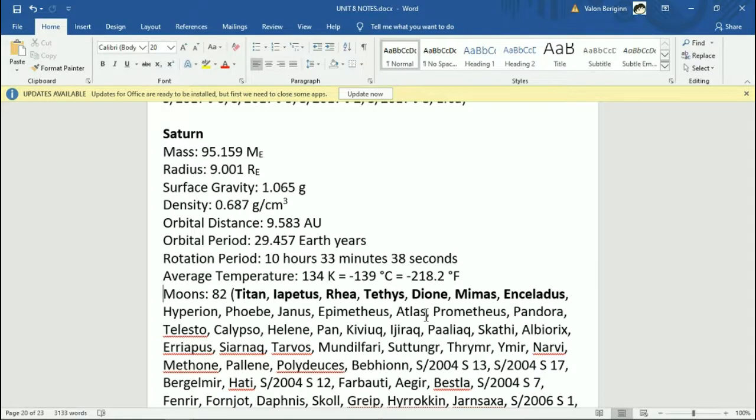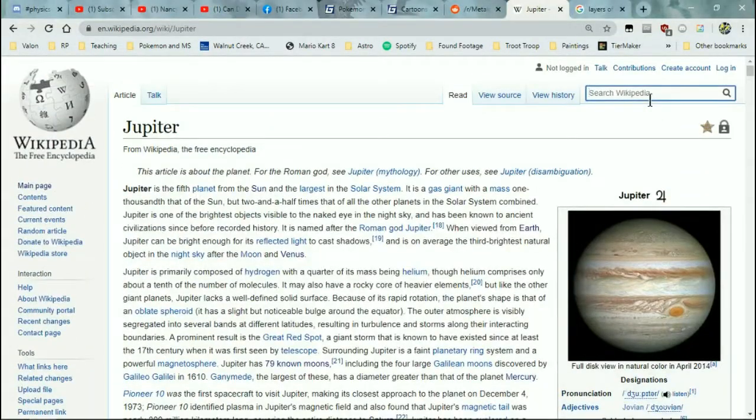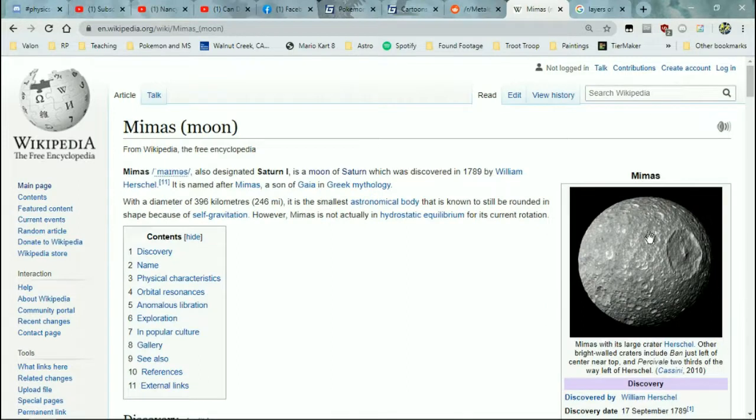It's also the one that looks like the Death Star. Here, let me get an image of it. There. See, it's got this big, giant crater thing that looks weird. So, yeah. It's the smallest astronomical body that is known to still be rounded in shape because of self-gravitation. So it's actually not in hydrostatic equilibrium.